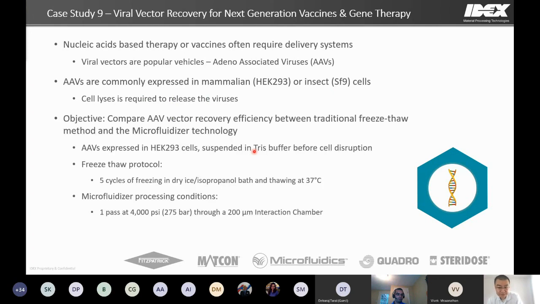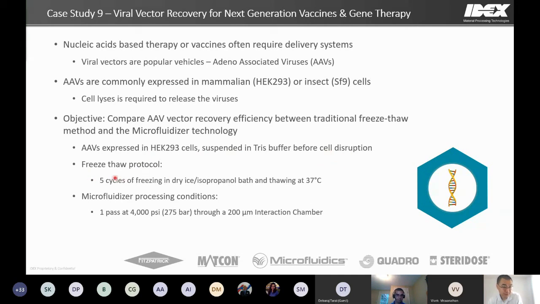So the objective of this study is to compare the AAV vector recovery efficiency between two different methods. One is the traditional freeze-thaw method, and the other is the use of the microfluidics technology. The condition used in this test is the virus were expressed in mammalian cell, which is the HEK293 cells here, and suspended in a buffer before cell rupture.